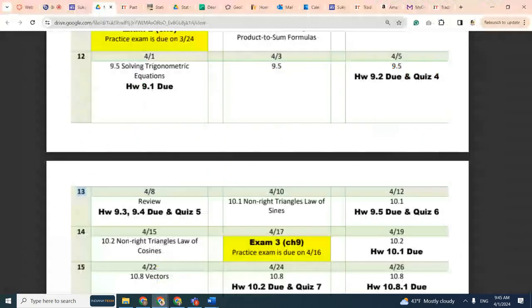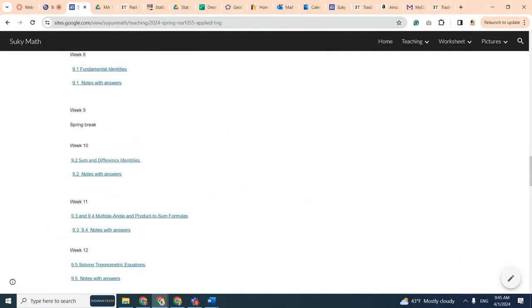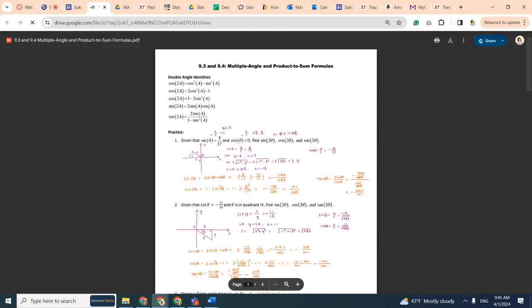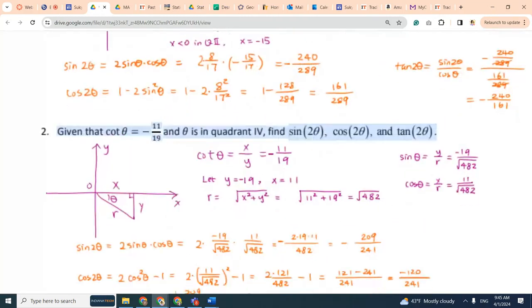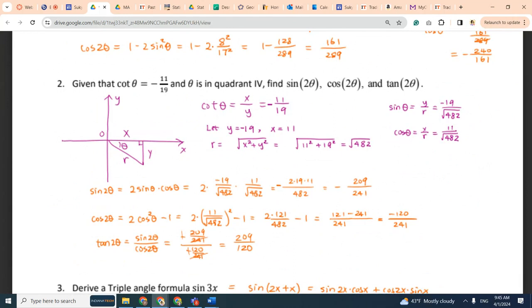All right. Let's check our answers together. So cotangent. We know cotangent is the reciprocal of tangent, and tangent is opposite over adjacent. So when you flip it, it becomes the adjacent over the opposite. So x over y is negative 11 over 19. And this problem tells us the angle is in quadrant 4.